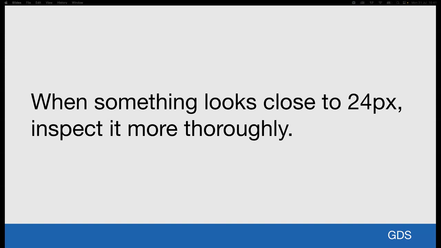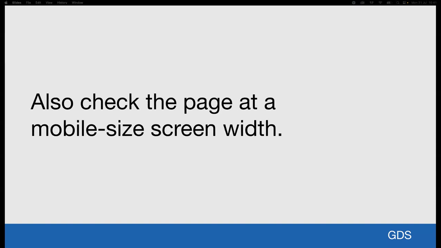And then when something looks close to 24 pixels, by using that cursor, that's the indicator that it's worth investigating more thoroughly using the inspect space in your browser. It's also a good idea to check the page at a mobile size screen width when you're looking for this. Some websites and applications will have different text sizes or different element sizes depending on the screen width, or depending on whether there's a mobile browser version as well. Some websites have a mobile specific version, like Wikipedia has one.